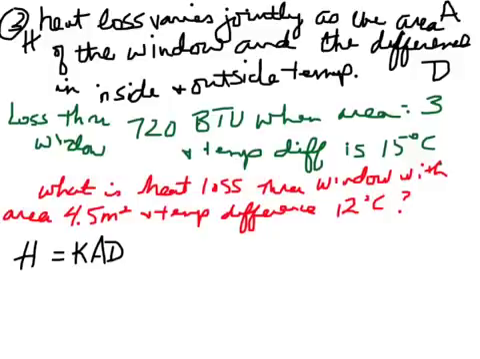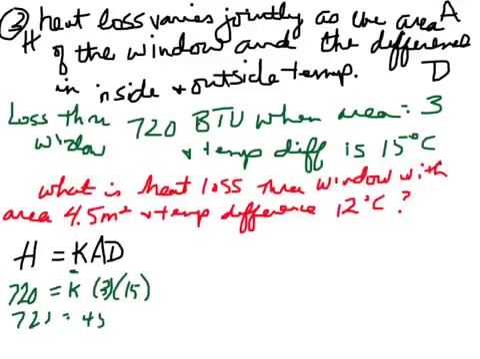Okay, so that looks kind of weird, but in the green we get information we can plug into that so we can find the K and write our equation. So the heat loss is 720 BTUs. I have no idea what that means. But we have a K. The area is 3, and the difference is 15. So that's going to be 45K. 720 equals 45K. So if you divide both sides by 45, 720 divided by 45 is 16.